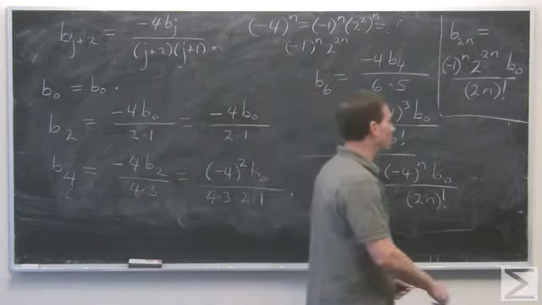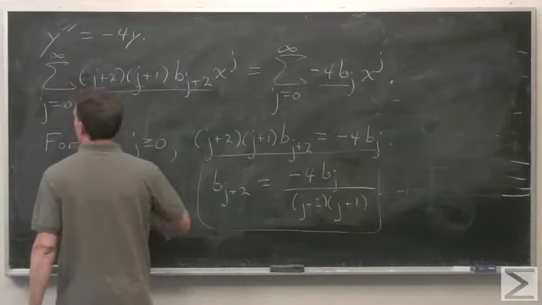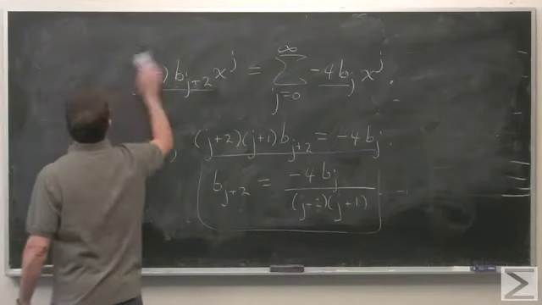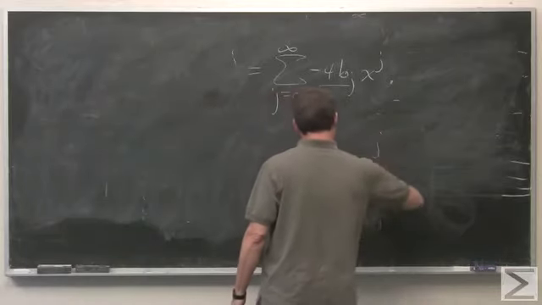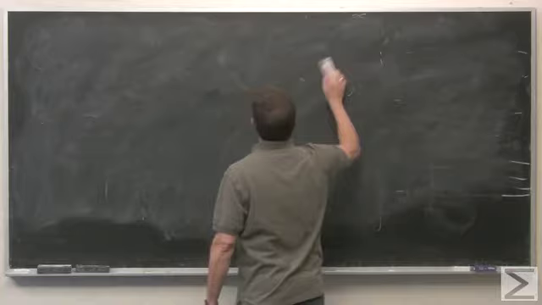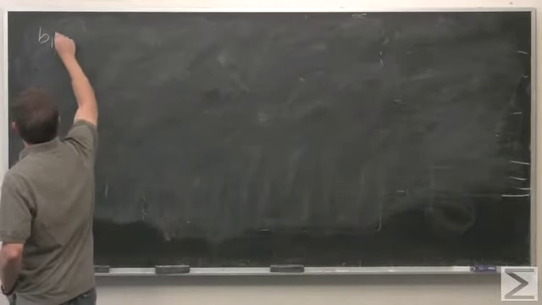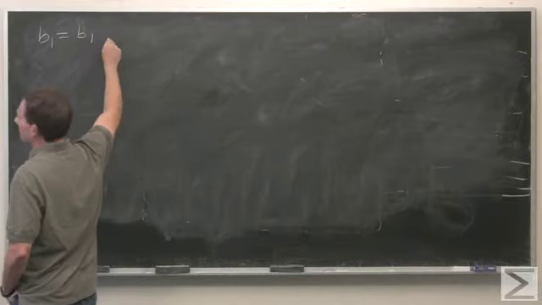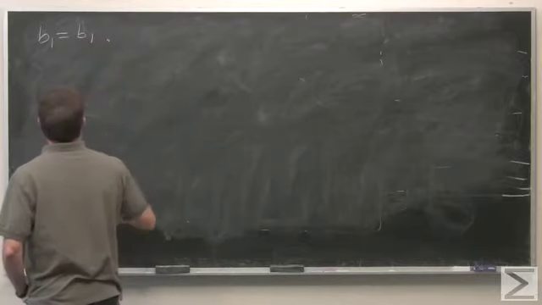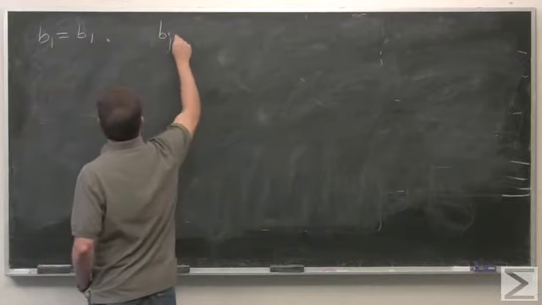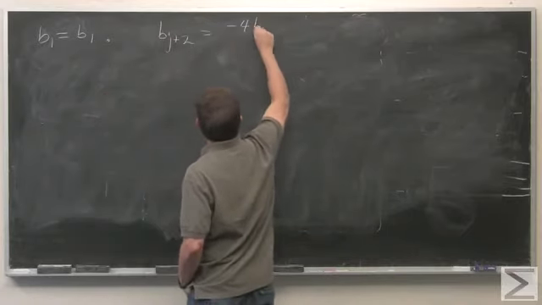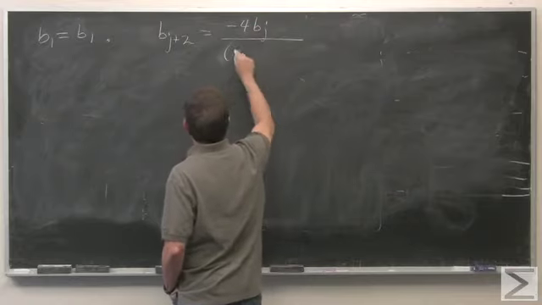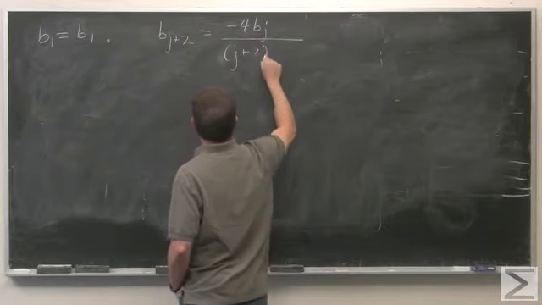What about the odd ones? So again, we don't know b sub 1. So b1 just happily sits there being b1. But then we have our iterative formula. That b sub j plus 2 is always minus 4 times b sub j over j plus 2 times j plus 1.